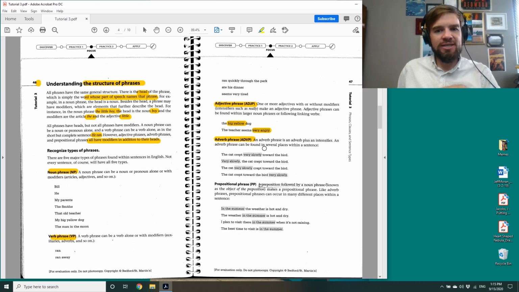Then we have adverb phrases. An adverb phrase is an adverb plus an intensifier. An adverb phrase can be found in several places within the sentence. So let's look at these examples.